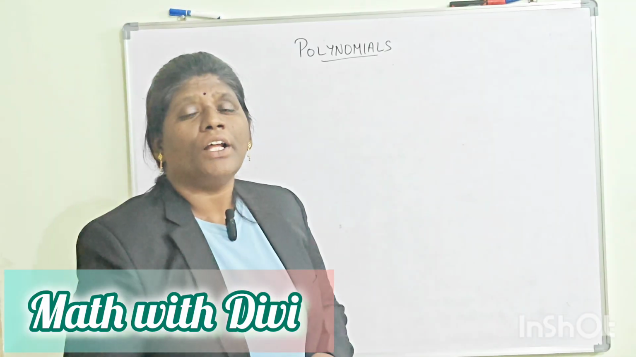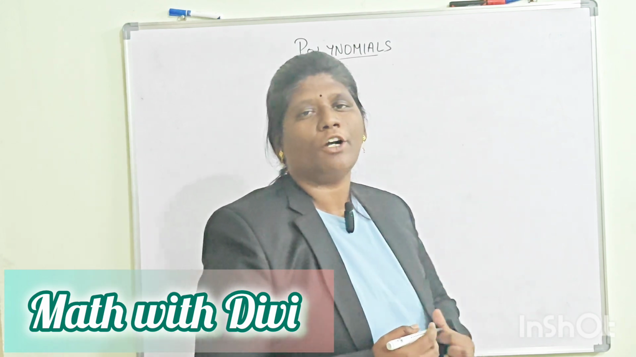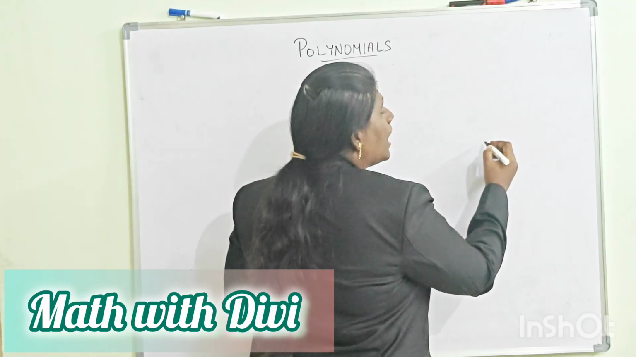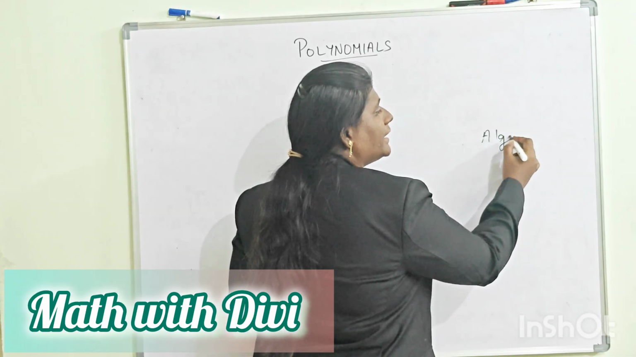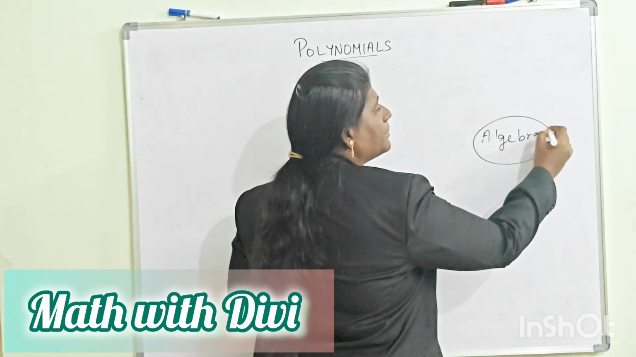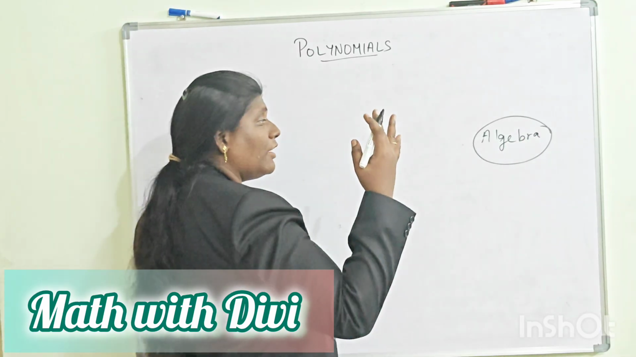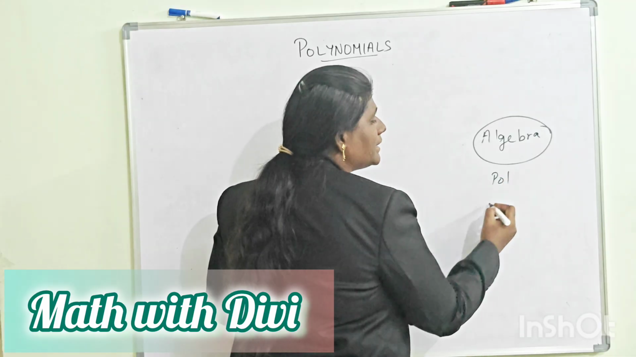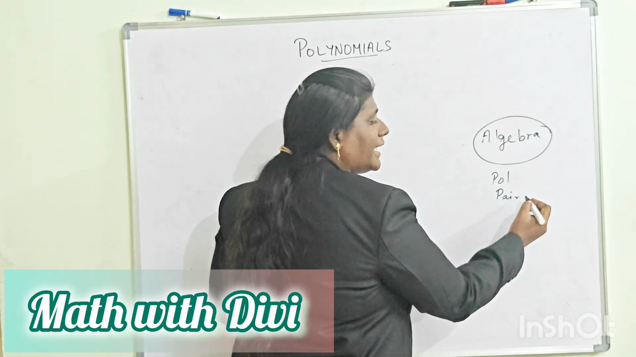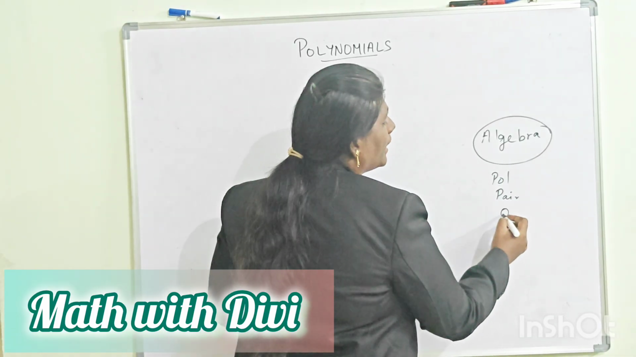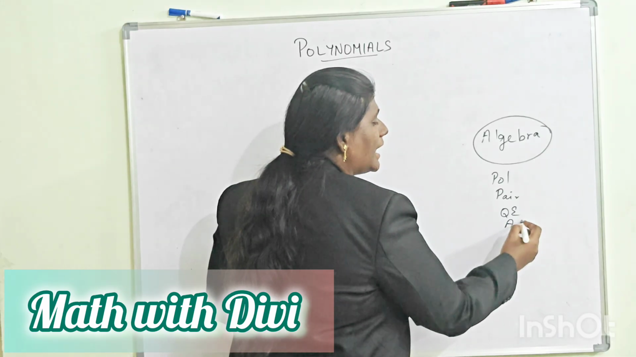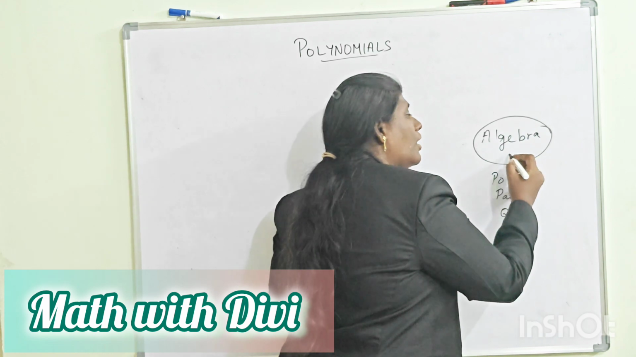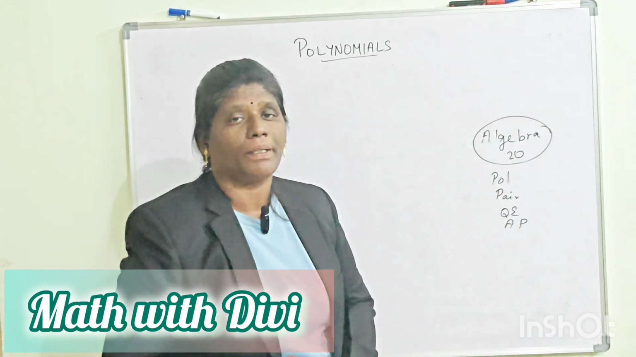Today we are going to see the second chapter, polynomials. It comes under the second unit in our NCERT syllabus, which is algebra. This unit includes 4 topics: polynomials, pair of linear equations in 2 variables, quadratic equations and arithmetic progressions. From these 4 chapters, we are going to have 20 marks in the board paper.